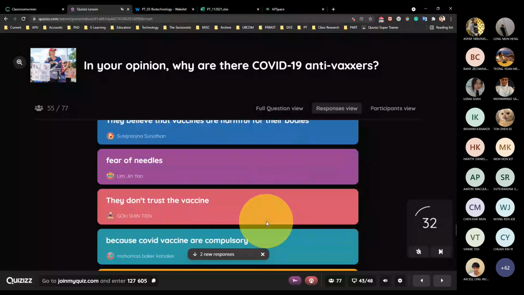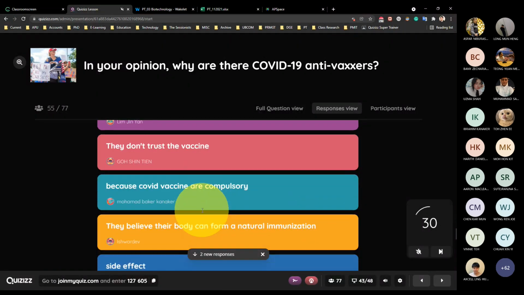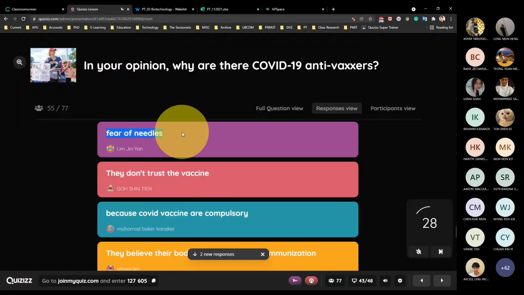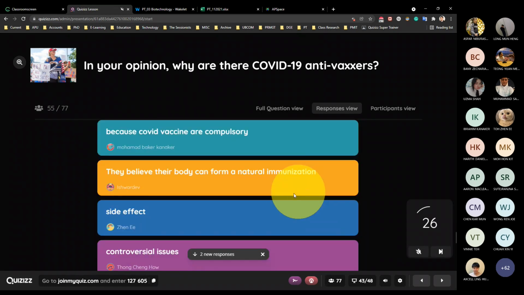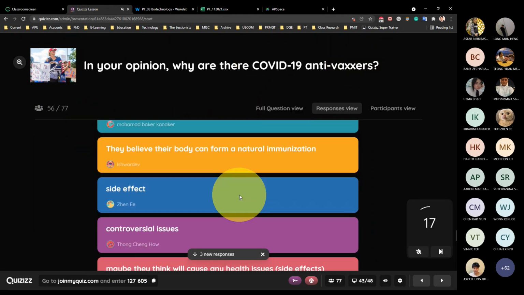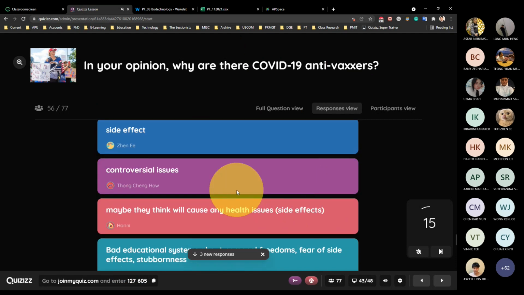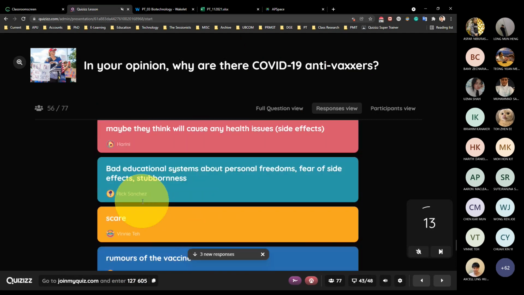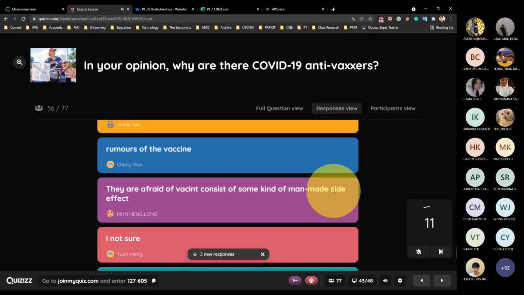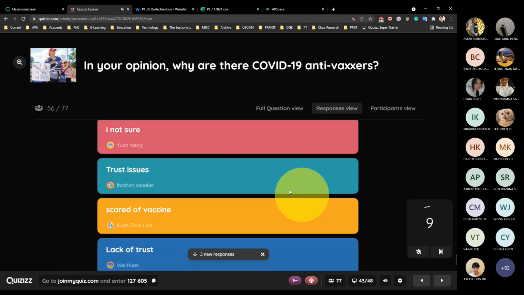Yeah. Fear of needles. Interesting point by Jin Yan. Fear of needles. Because COVID vaccine is compulsory. No, that's not the point. You can tell them it is compulsory, and yet you can still have people who say, I need to have the choice of being vaccinated. All right, rumors on point. I'm not sure. Yeah.